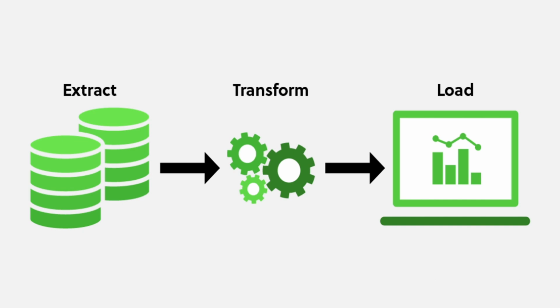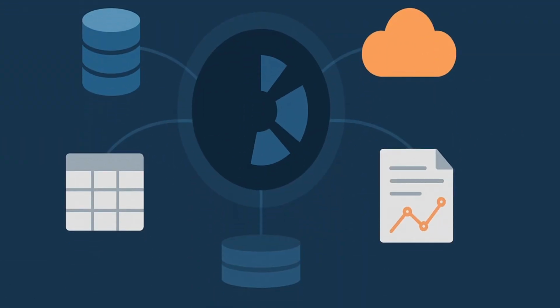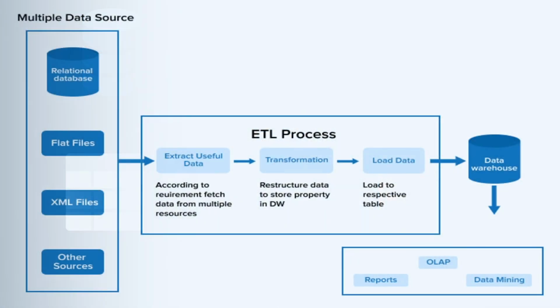So let's break it down. What's really going on in this ETL? Imagine you've got data scattered everywhere, in databases, Excel sheets, APIs, even some old-school legacy systems. The job of ETL is to grab all that data, clean it up, and put it all together in one nice, clean place, like a data warehouse. It's like gathering all your laundry from different rooms, sorting it, washing it, and neatly folding it into the closet.